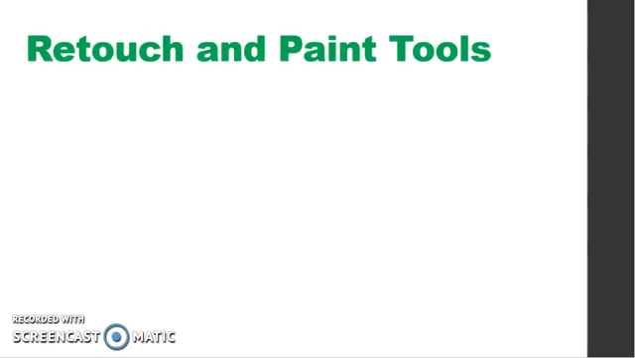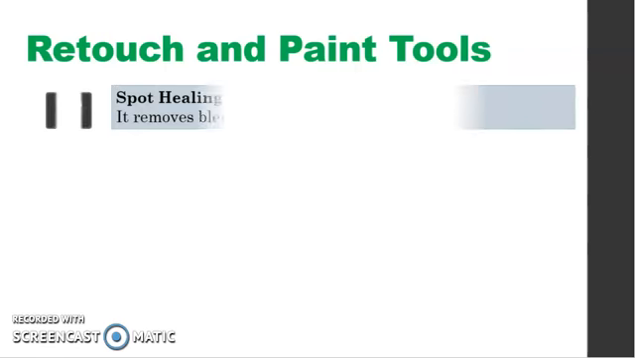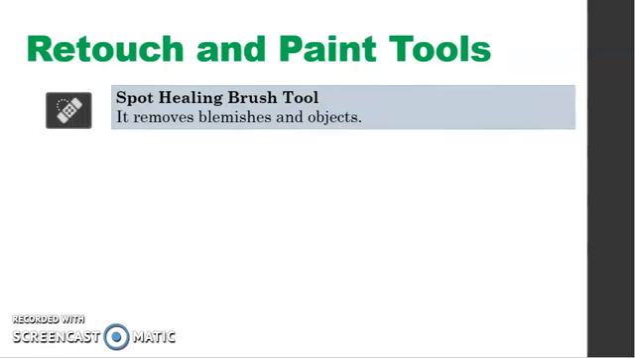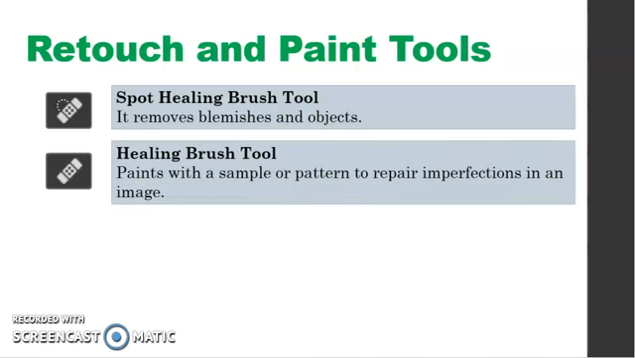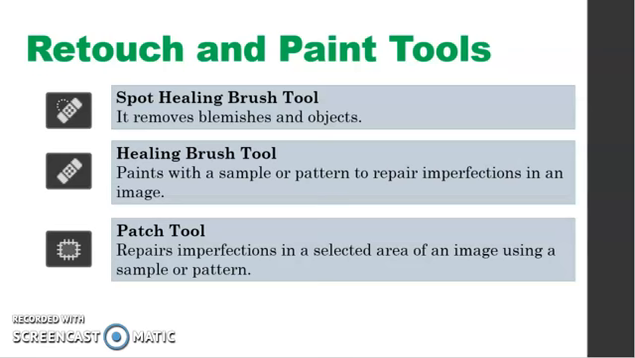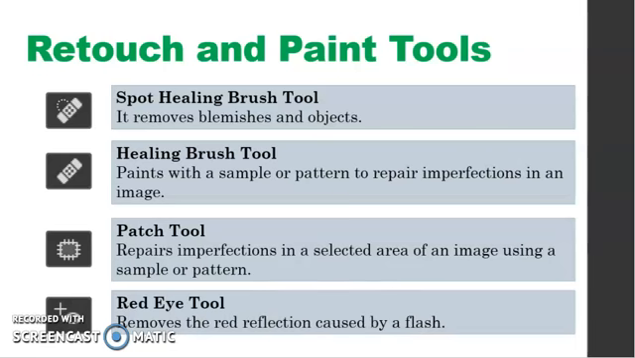Next, onto the next category, we have the retouch and the paint tools. First, we have the spot healing brush tool. It removes blemishes and objects. Healing brush tool paints with a sample or pattern to repair imperfections in an image. Patch tool. It repairs imperfections in a selected area of an image using a sample or pattern. Red eye tool. It removes red reflection caused by a flash.